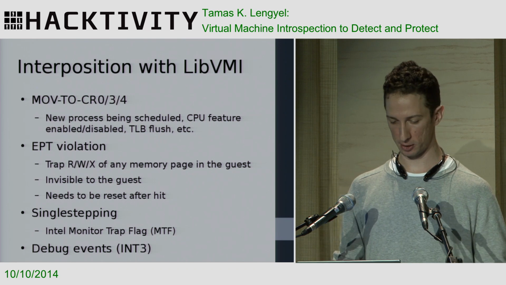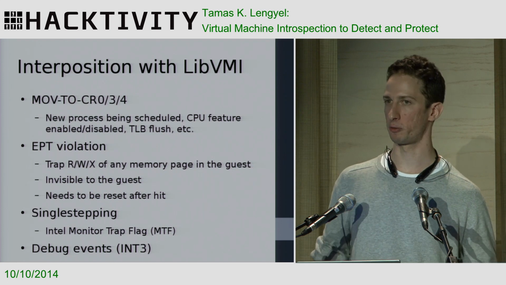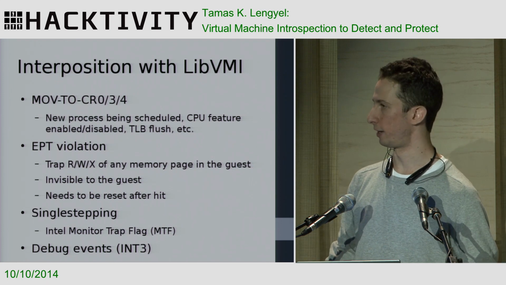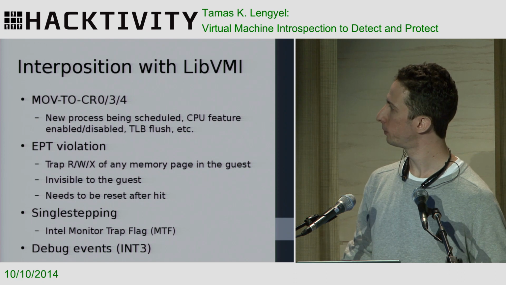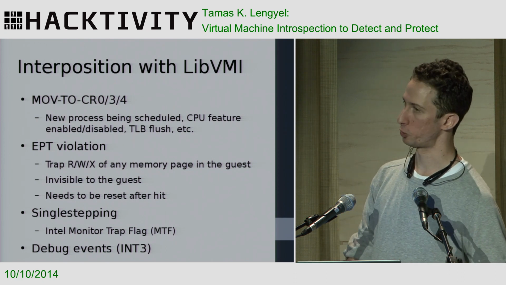The second set of events that's very important is called EPT violations. Now, EPT is a virtualization feature that Intel added about six years ago, which adds another layer of paging. It's called extended page tables.